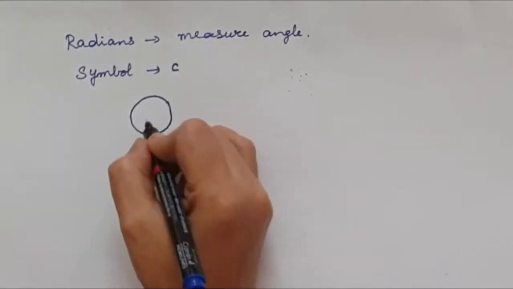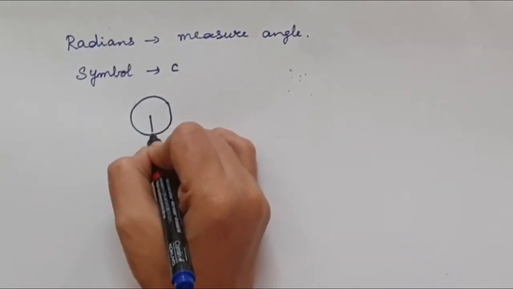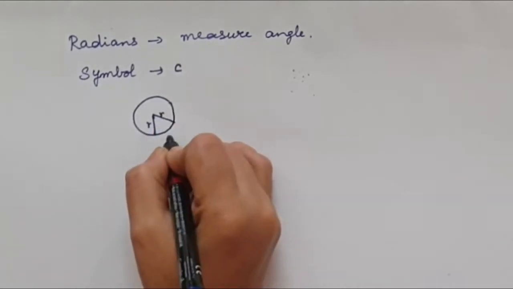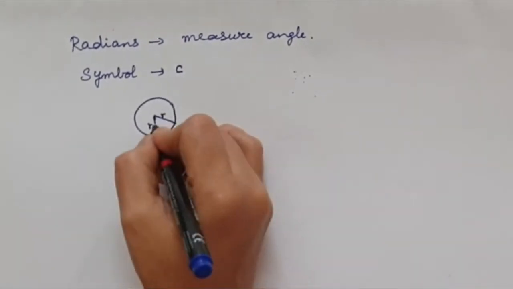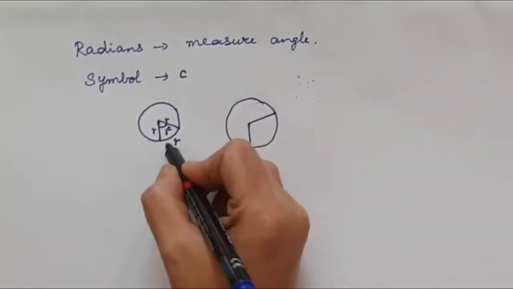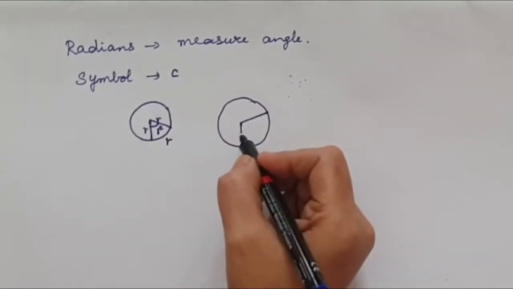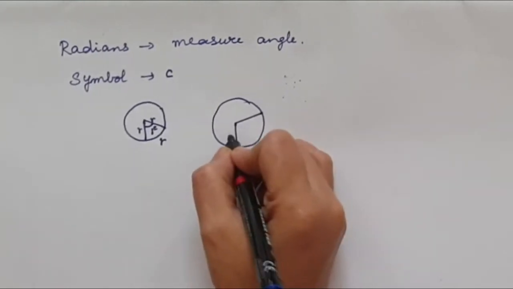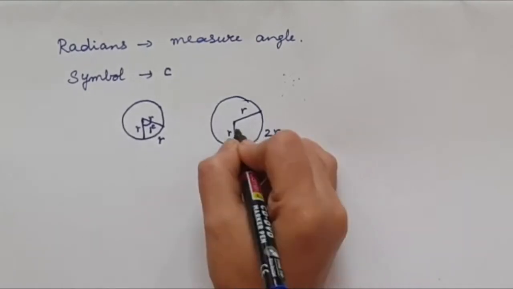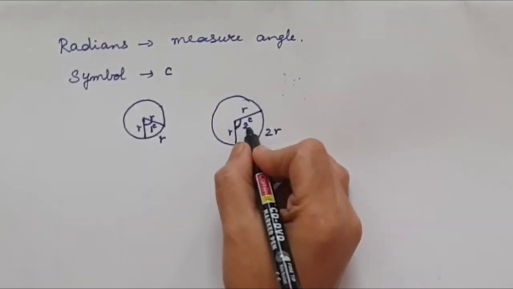Suppose we have a circle with a center, and the radius of this circle is R. If the arc length is also R, then this angle is called 1 radian. If we extend the same concept, when we have a circle of radius R and the arc length is 2R, then our angle will be 2 radians.